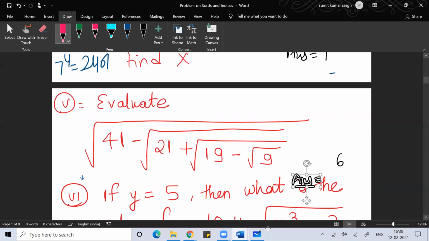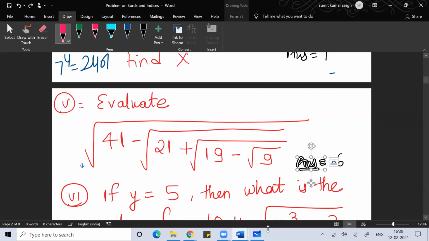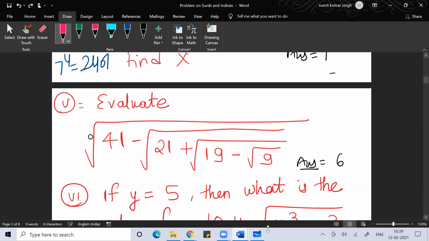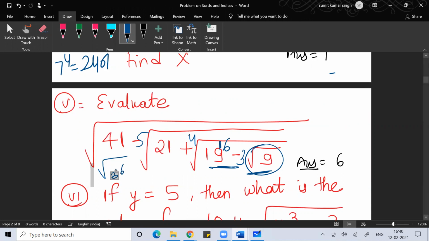Right. Now this is an easy question, a very easy question. If you see the square root of 9, it is 3. So 19 minus 3 is 16. The square root of 16 is 4. 21 plus 4 is 25. The square root of 25 is 5. So you will get under root of 36. So the answer is 6.